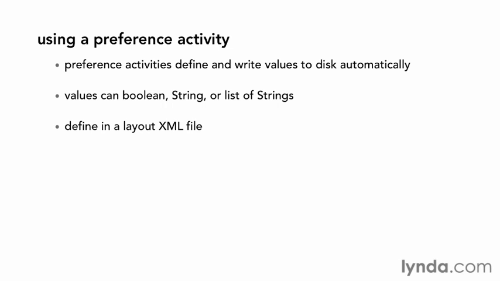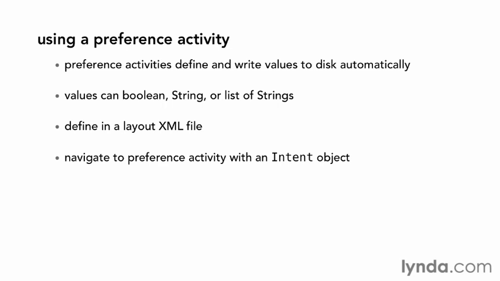In order to create a preference activity, you'll define it in a layout file. The code in these layout files will look similar to the layout files used to create your own custom activities, but the names of the elements are strictly defined. Once you've defined the preference activity, you can navigate to it using exactly the same sort of code that you would with any activity, by creating an intent and then asking to go to that activity through the intent.